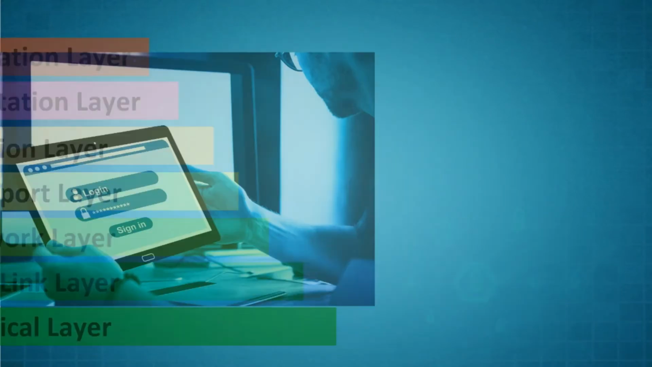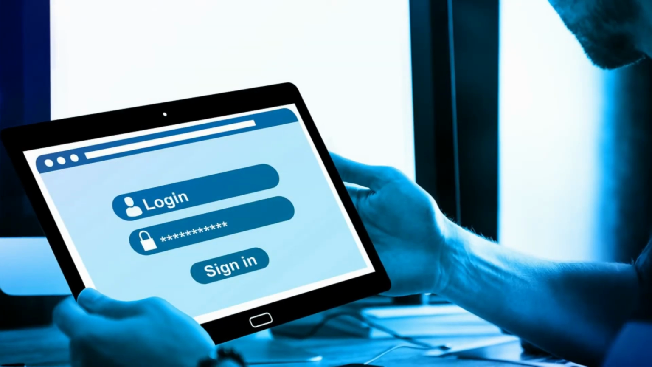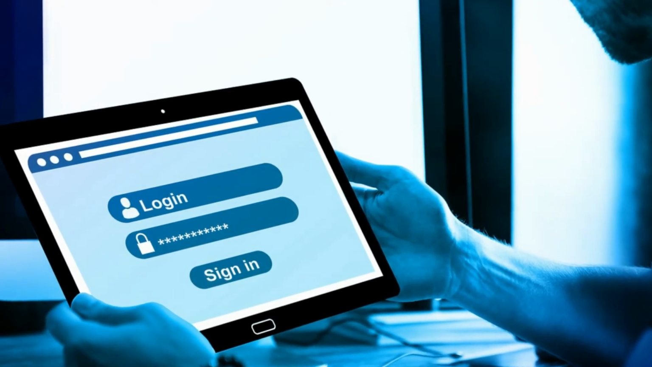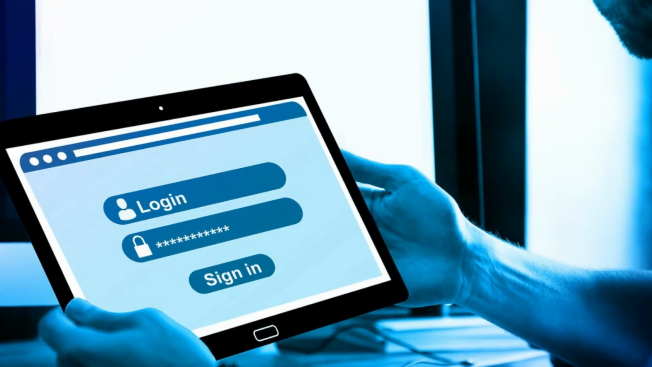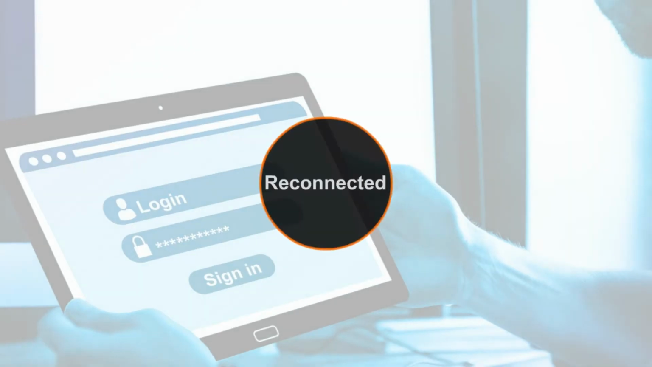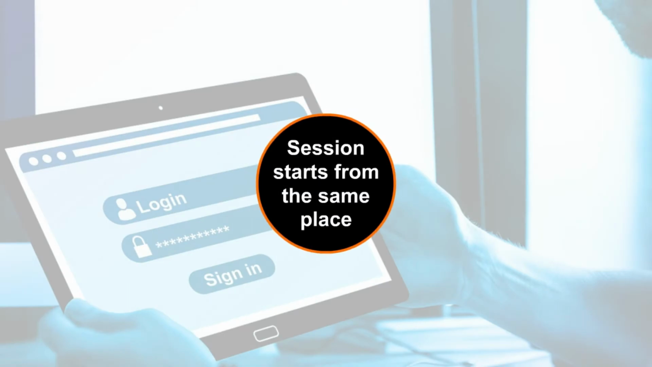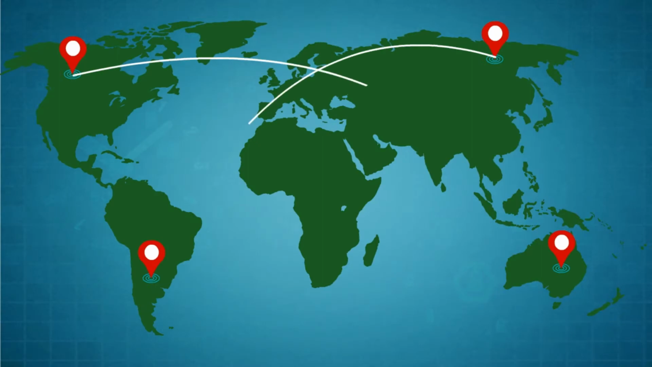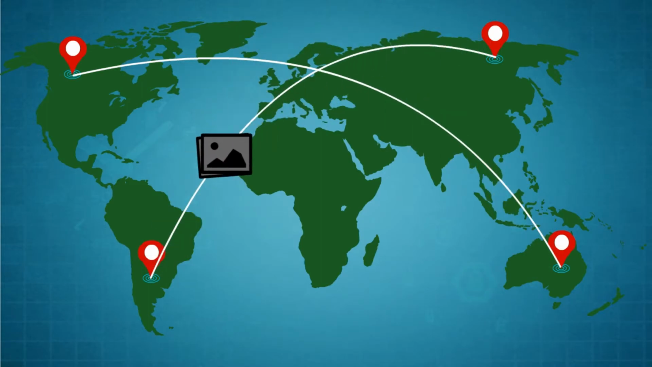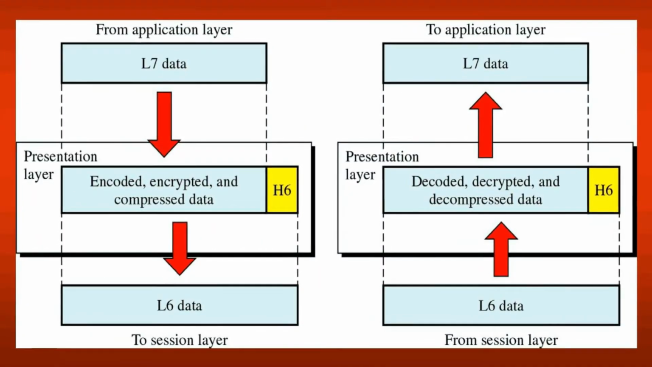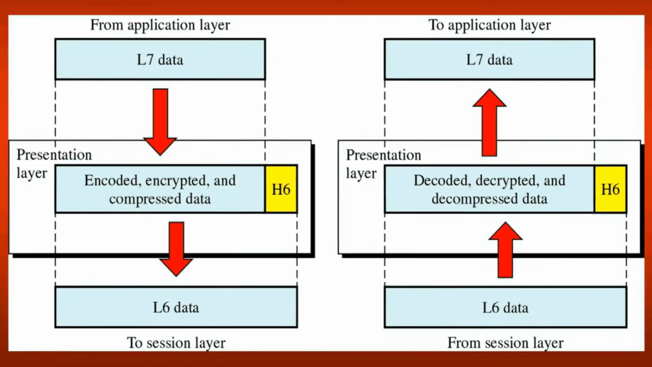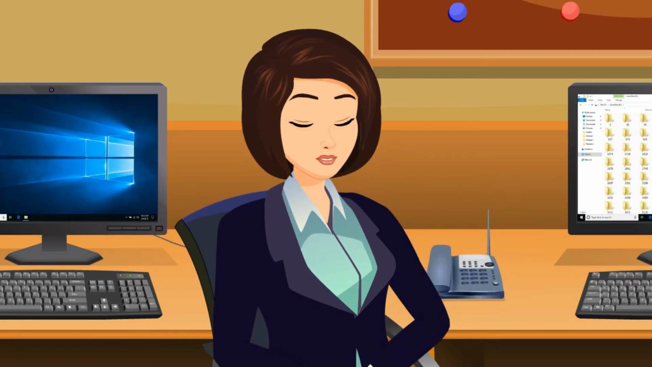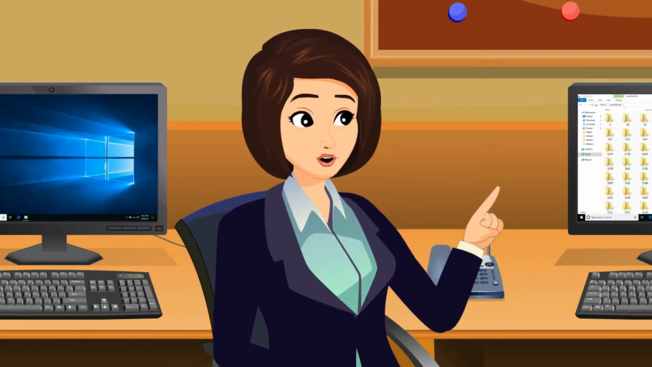Now comes the session layer. Just like when you log in for a session, this layer primarily deals with the sessions, which includes establishing and maintaining a session. Sometimes a session breaks, but when it is reconnected, the session starts from the same place where it was broken off. After that is the presentation layer. As you might know, data can be sent in different formats by different sources, which makes it difficult for computers to communicate. The presentation layer encodes the data in a standard network format and vice versa. This layer is concerned with the syntax and semantics of the information transmitted.